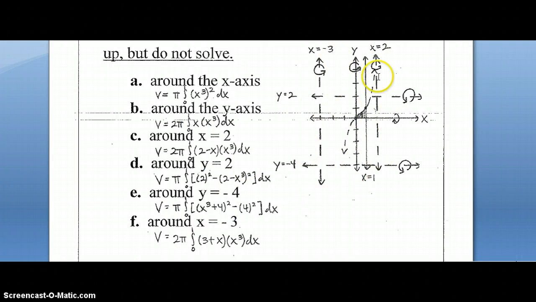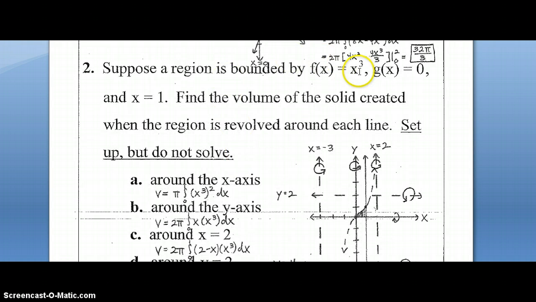Once you get a picture, you can get a pretty good idea of how each one of these is set up. So I had to be kind of small with my picture because, going back to the region, x cubed is the curve that goes through the origin and then comes up. G of x equals 0, that's just the x-axis, and x equals 1 is that vertical line. So the region we're looking at is that tiny little shaded region you can see there.